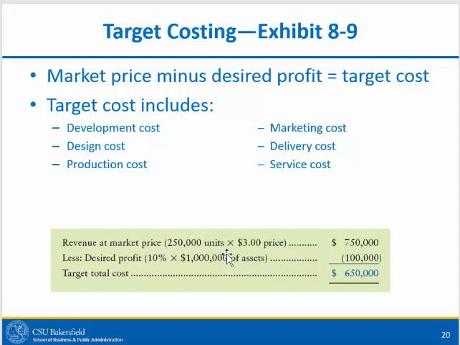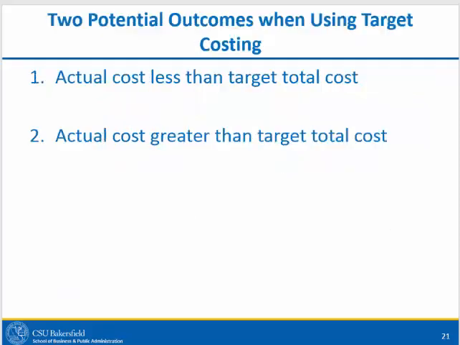I'm not going to do that calculation. If you wonder what the target unit cost is, you can divide 650,000 by 250,000 units. All right, so now you can see that there can be at least two potential outcomes when using target costing. Your actual cost can be less than the target total cost, or the opposite: your actual cost can be greater than the target total cost.